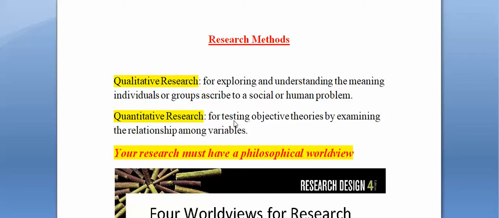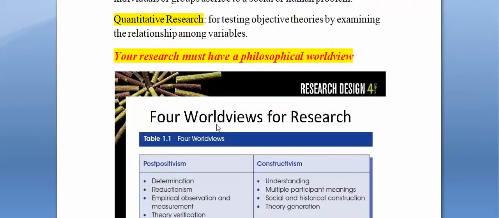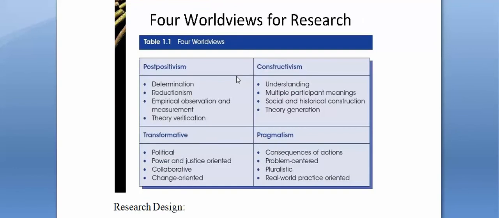In the first chapter, we have also discussed the four worldviews. Of course, your research must have a philosophical worldview. We have four worldviews. Post-positivism, this is number one. Constructivism, number two. Transformative, number three. Pragmatism, number four. Look at these types of research used in each worldview.